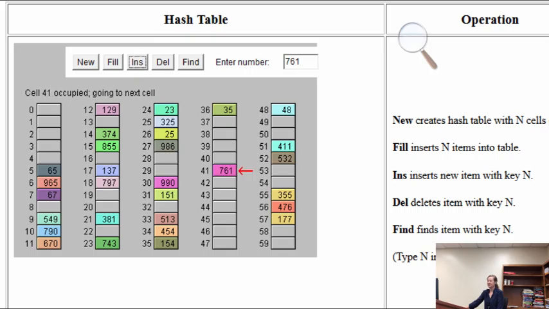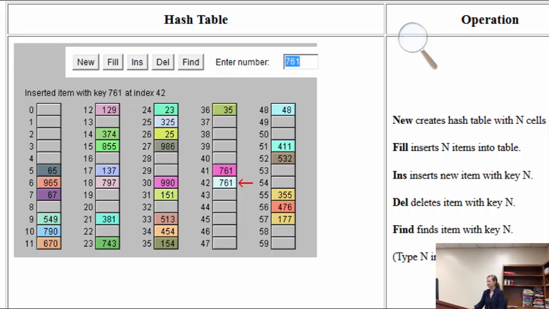Okay. It says the cell 41 is occupied, and they're going to use linear probing. Linear probing just says, okay, go to the next open spot and put them in there. That's pretty easy. So you just say index plus plus, see if it's open. If it's open, you put them in there.